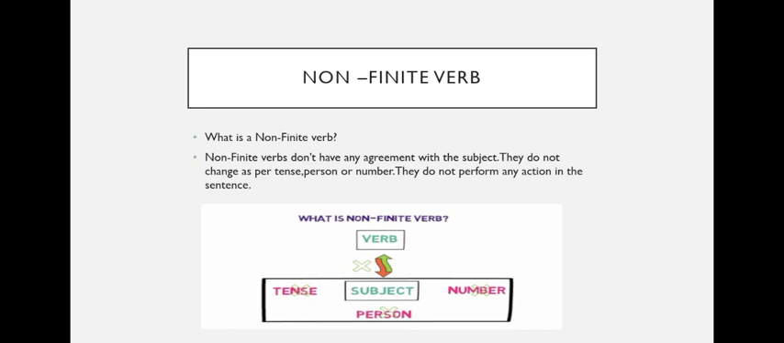They don't perform any action in the sentence. Now here, non-finite verbs, though the name is a verb, the function that it does in the sentence is nothing. Okay, they don't function as a verb in the sentence. Now, let us understand this with an example.